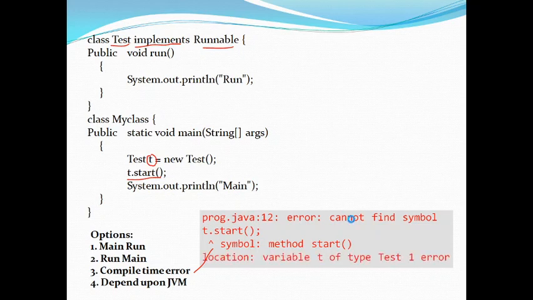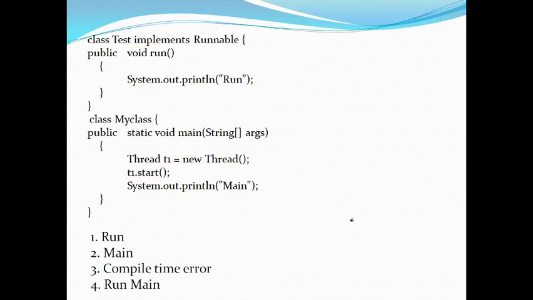Next, see this program. It is the previous program itself, with a small modification. Can you guess what the output of this program is? Here I have a Thread class object t1, and with the help of the object I am calling t1.start, and after that I am printing main. Is it a compile time error, or run main, or main run? Here the output of the program is only main.